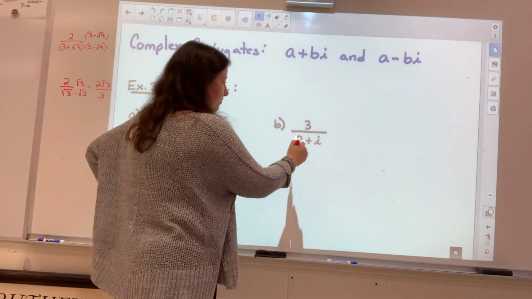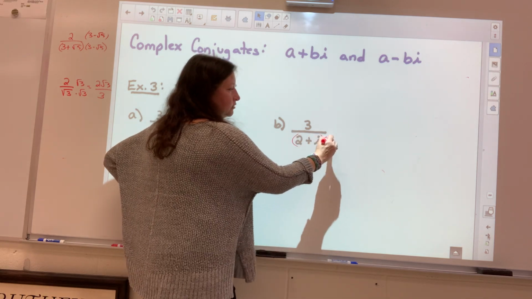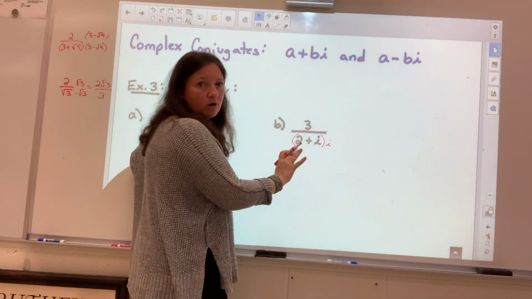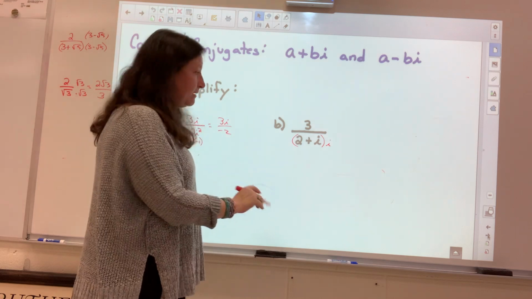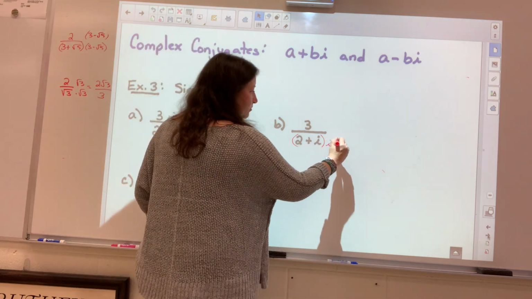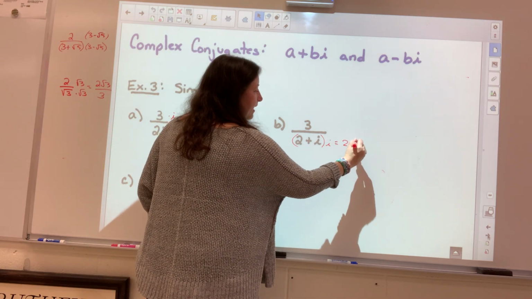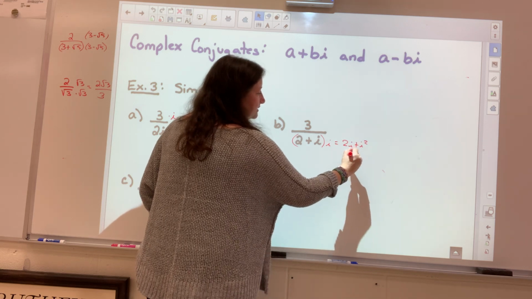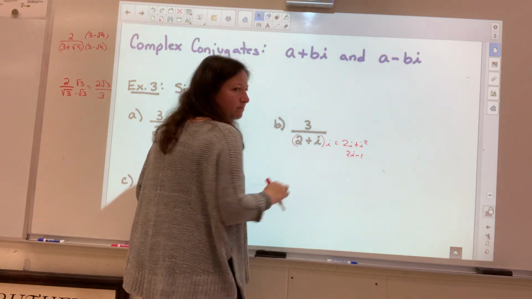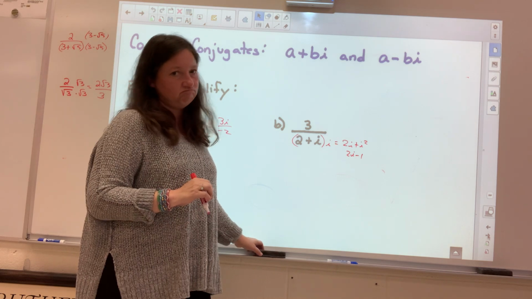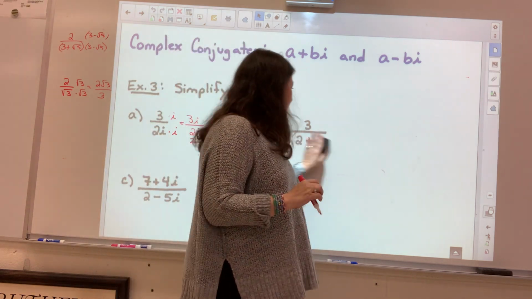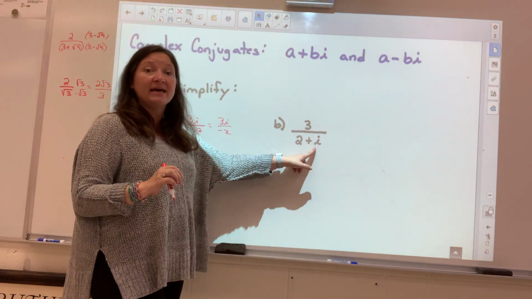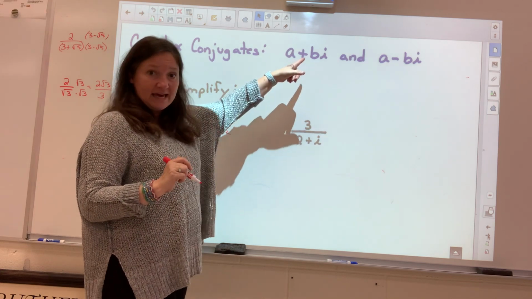Over here, however, if we just multiply by the i, don't copy this. I'm just demonstrating what will happen if you only multiply by i, so don't copy me. You're going to end up with what? 2i plus i squared. That's 2i minus 1. Does that help me get rid of the i? No. So we need to multiply 2 plus i by its conjugate.